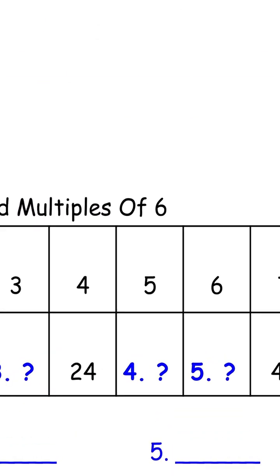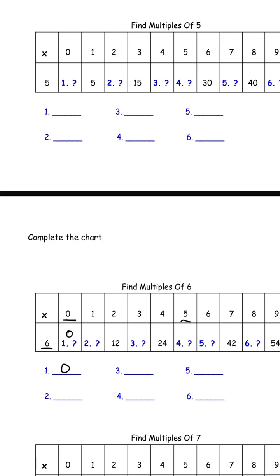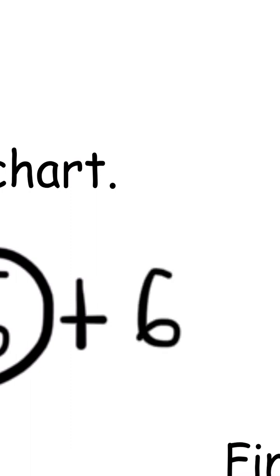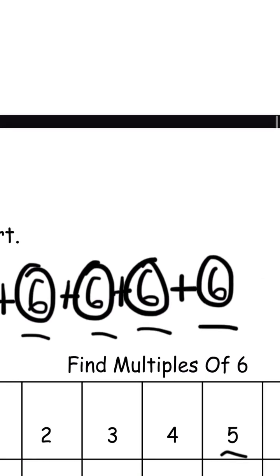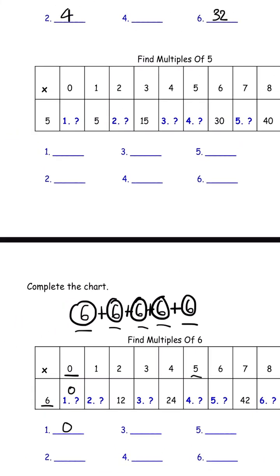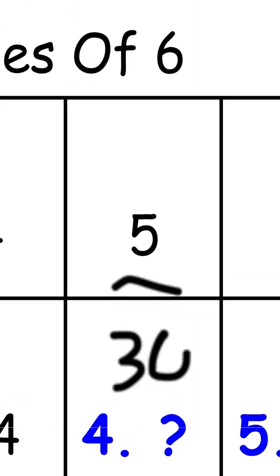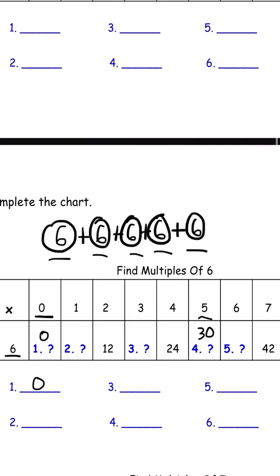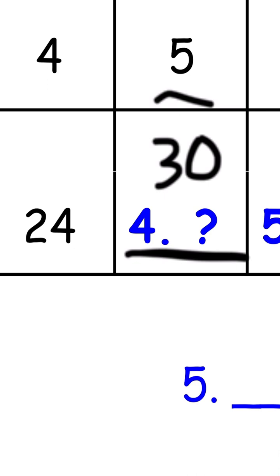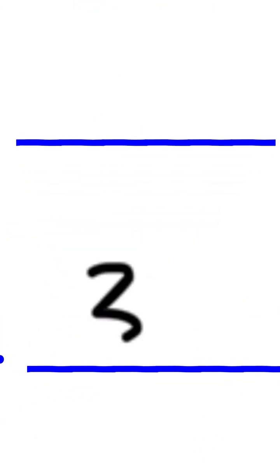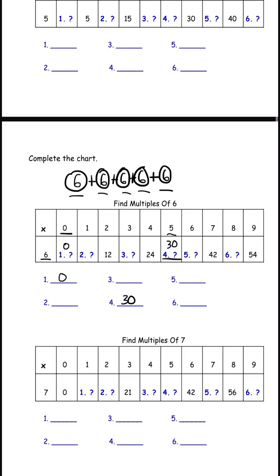Let's try 6 times 5. It means that there are 5 packs of 6. 1, 2, 3, 4, and 5. So if there are 5 of them, and if we need to add all of the 5, then we're going to get 30. So 6 plus 6 plus 6 plus 6 plus 6, which is 30. So this was number 4. So we need to write 30 in number 4. Let's move on to the next page.